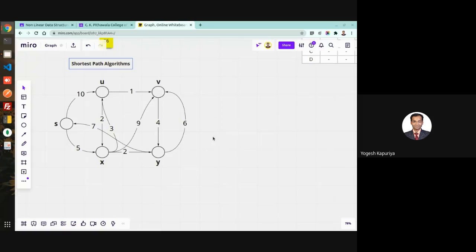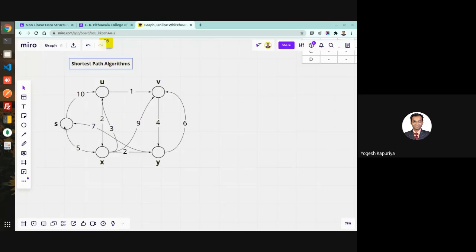For any given graph, let us say this one is a graph, right? It's a directed graph, and it's a weighted graph. You can see, because the direction is involved, and also there is a weight function associated with every edge. So for any given weighted directed graph, shortest path means a group of edges from one vertex to another vertex such that the total weight of all the edges is minimum. So that is our objective function.